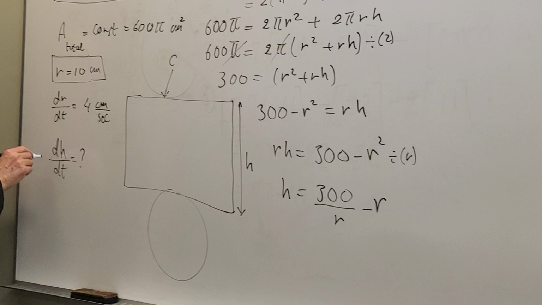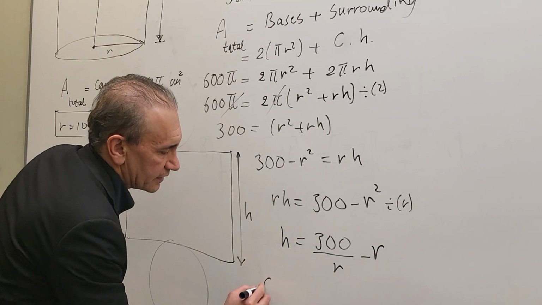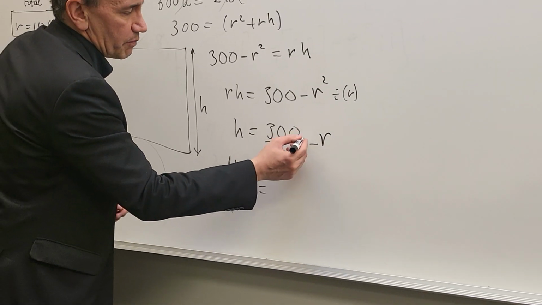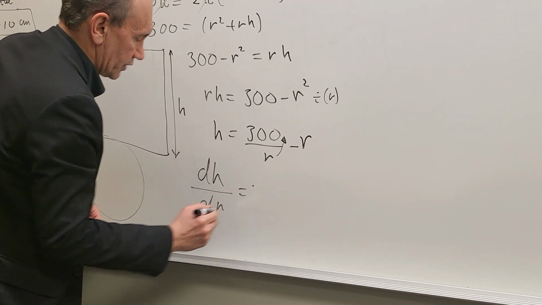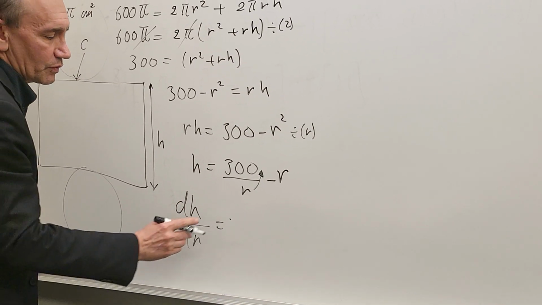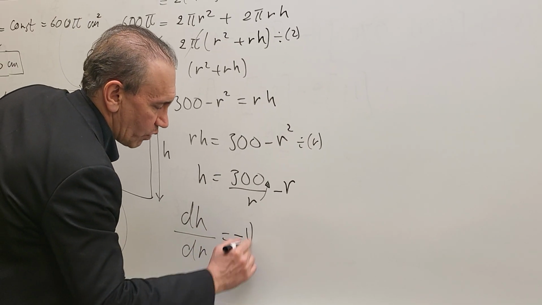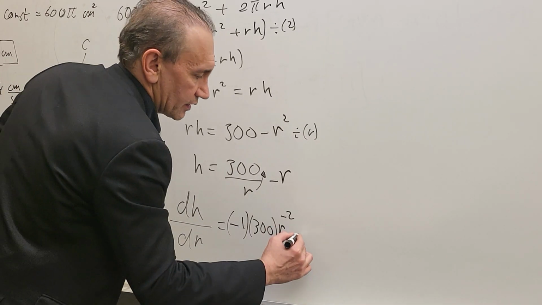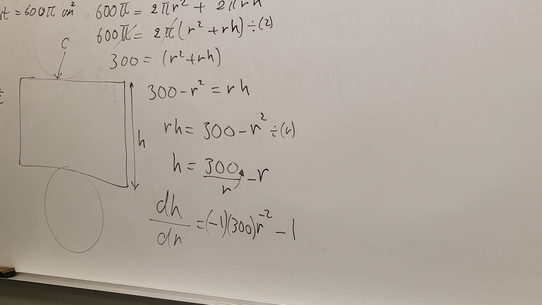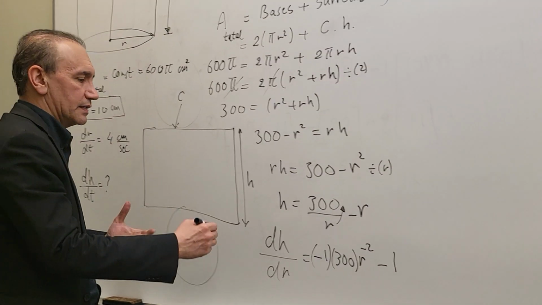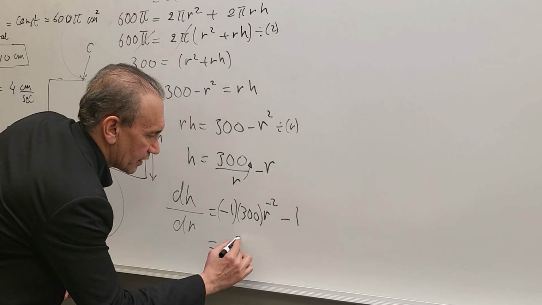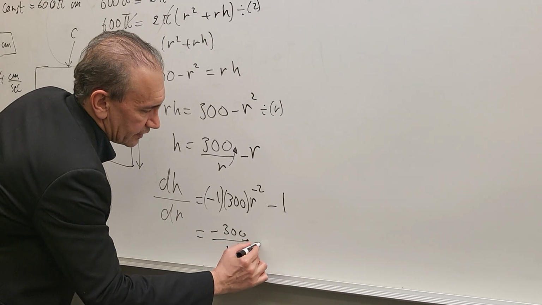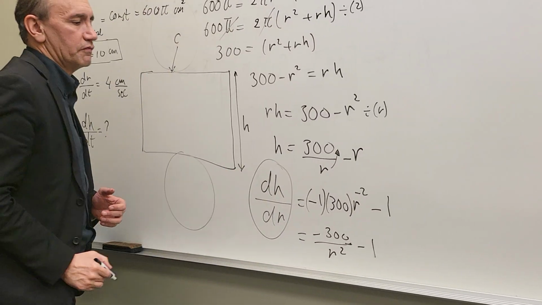Now I am going to take the derivative with respect to r. So dh over dr: if you take this to the top, that's 300 r to the power of minus 1. So it is minus 1 times 300 r to the power of minus 2, and this is only 1, because the derivative of r is 1 with respect to r. I reorganize this and make it minus 300 over r squared minus 1. That is the value of dh over dr.